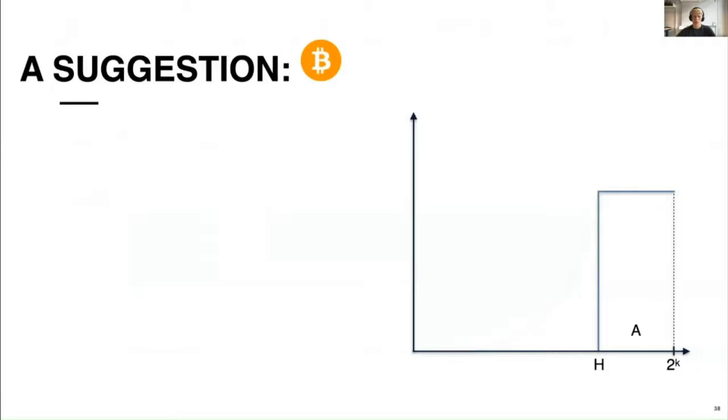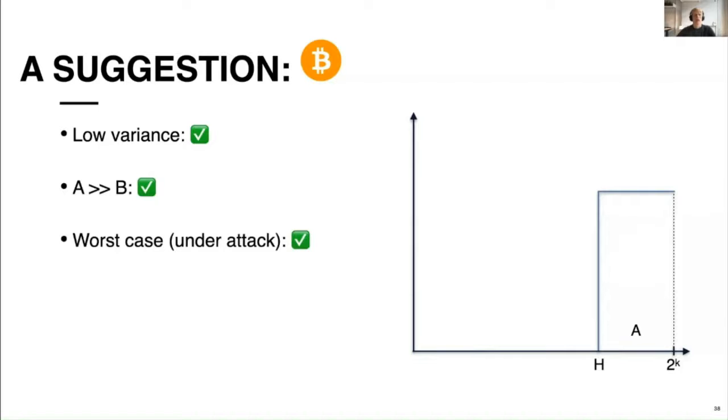One suggestion which I guess we all know, which has this property, is Bitcoin. It has low variance. The adversary cannot be super lucky compared to all of the other blocks, because there is only one weight, namely 1. And it also has the area property, that A is way larger than B if the threshold is set correctly. So in the worst case, under attack, it is actually secure. But in the best case, we ran into the lottery dilemma: if the upper bound of the network delay gets too high, it will be slow forever.